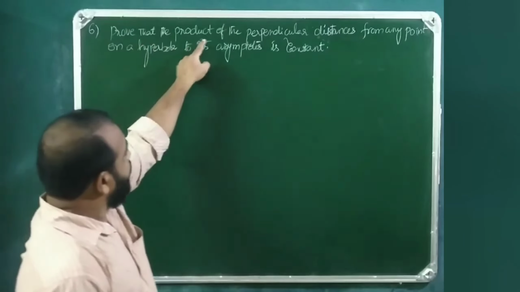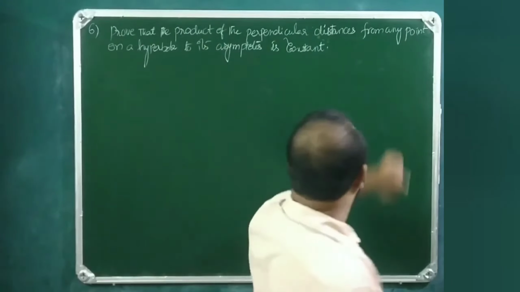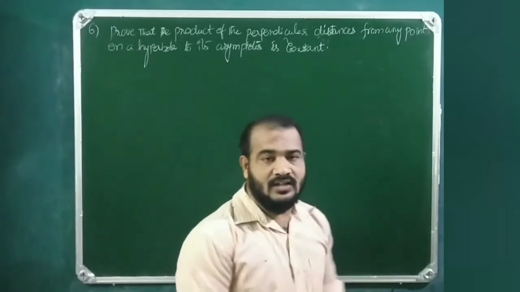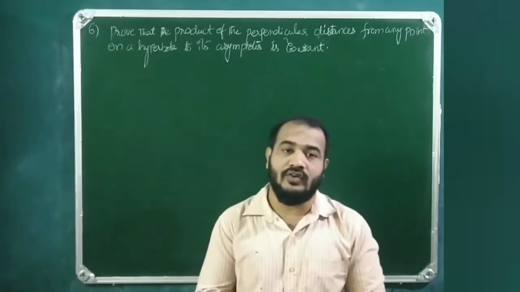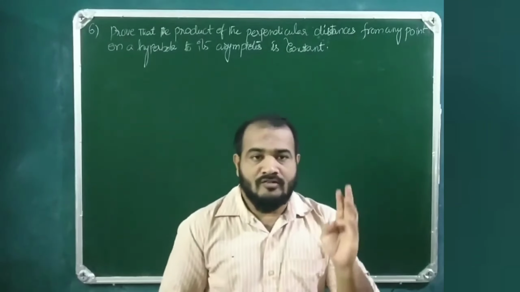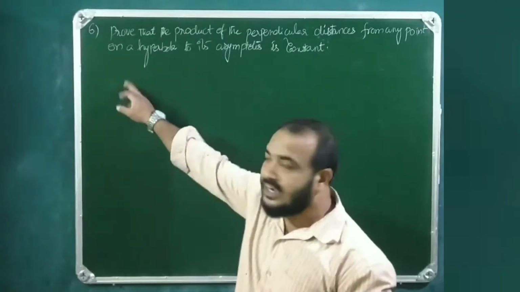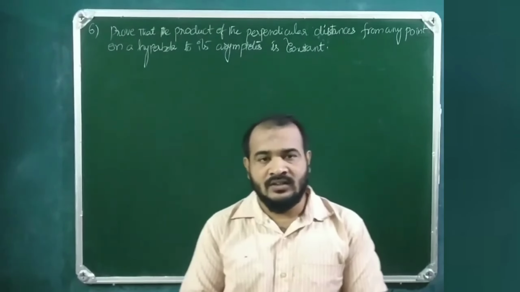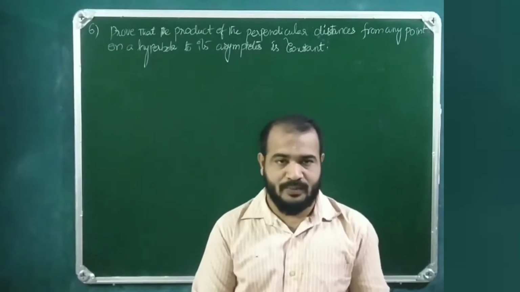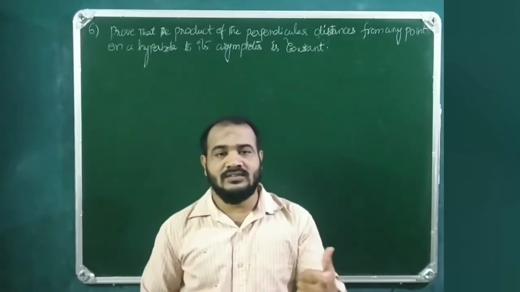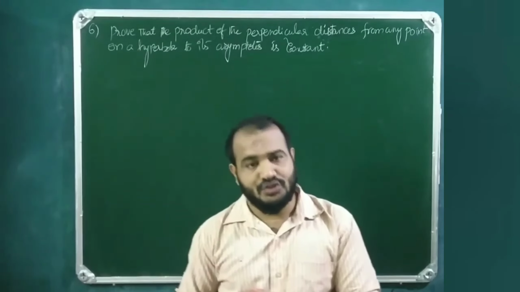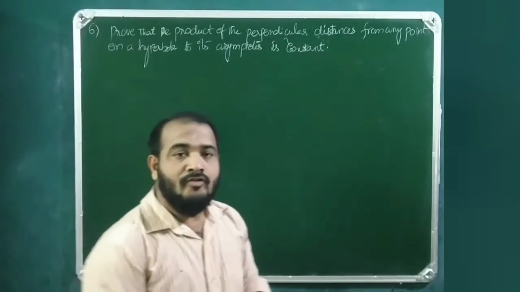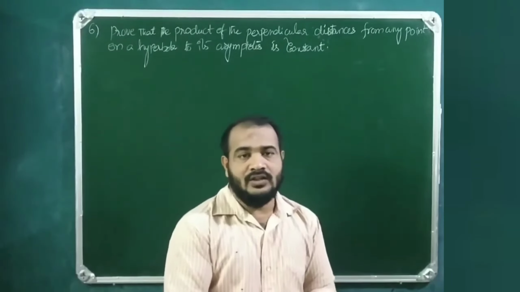Prove that the product of the perpendicular distances from any point on a hyperbola to its asymptotes is constant. So the same kind of problems we have done before also. This is the second Roman, sixth problem. The concept is the same in all respects, but that problem had numerical values. We need to show that the product of the perpendicular distances is equal to a constant, that is, free from x and y.